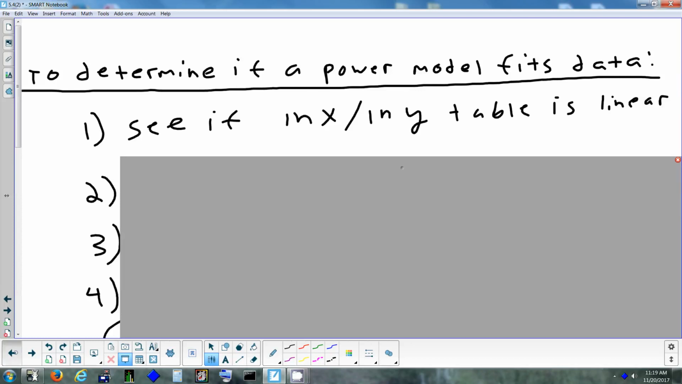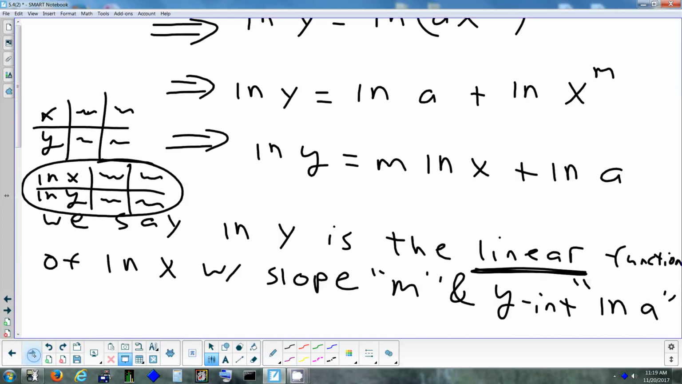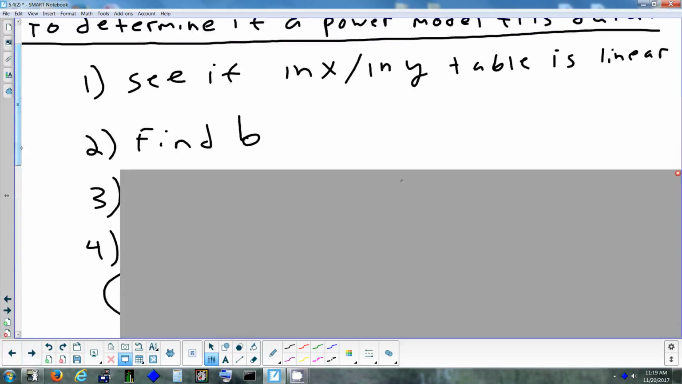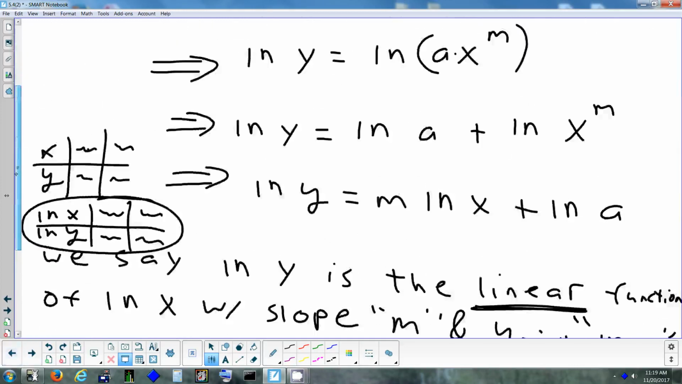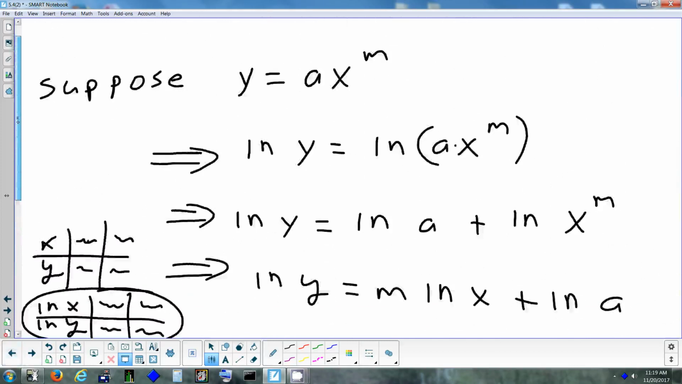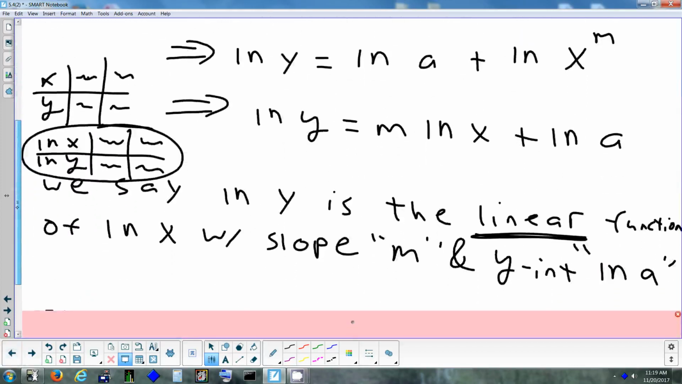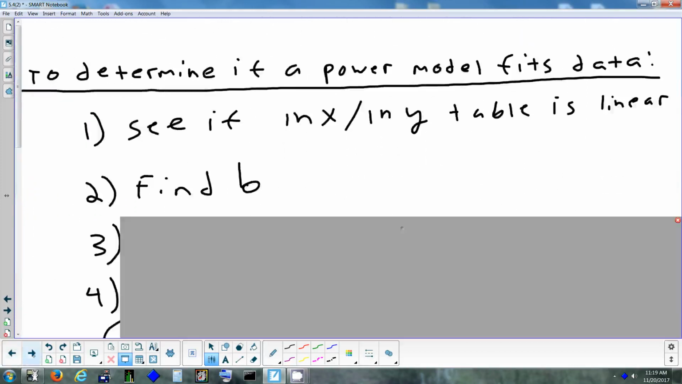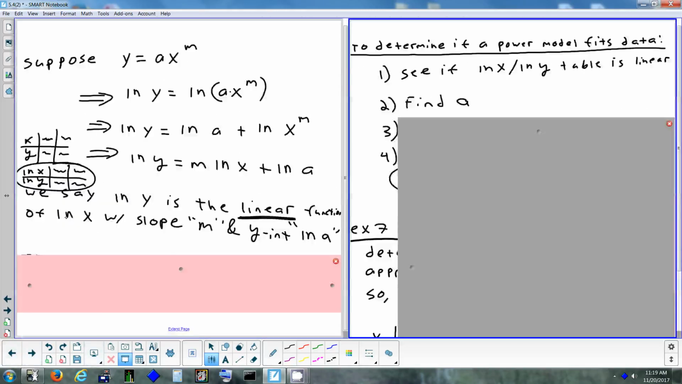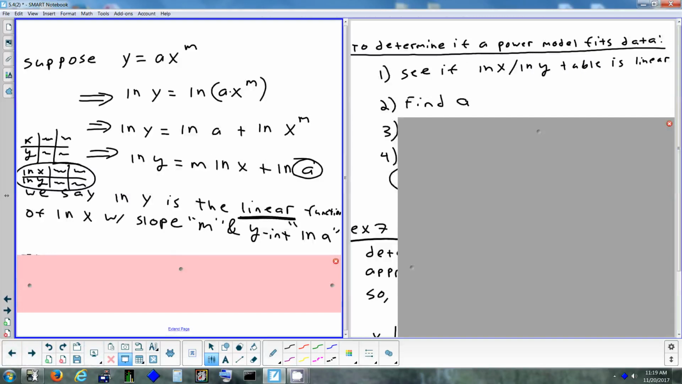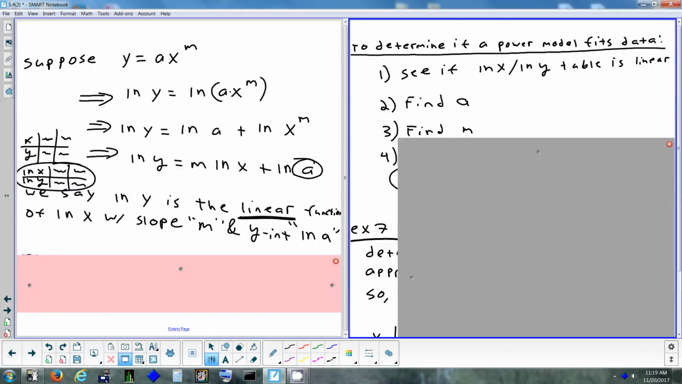Right, so there's a couple things you have to find. You have to find b, or actually, what did I call it? I called it a. So let me fix that. So let me put this up at the same time. So find a. Next step, find m.